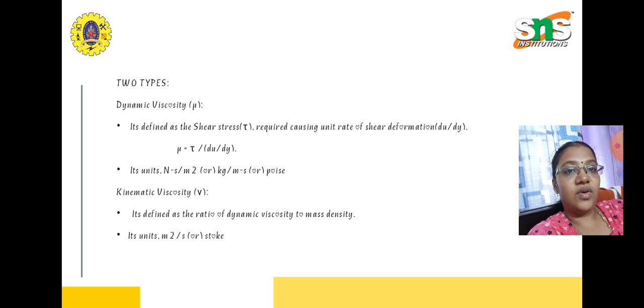Kinematic viscosity we denote as nu. Dynamic viscosity, as I told, we denote with the letter mu. Kinematic viscosity is the ratio of dynamic viscosity to the mass density. Its unit is meter square per second, or it is denoted as a stoke.